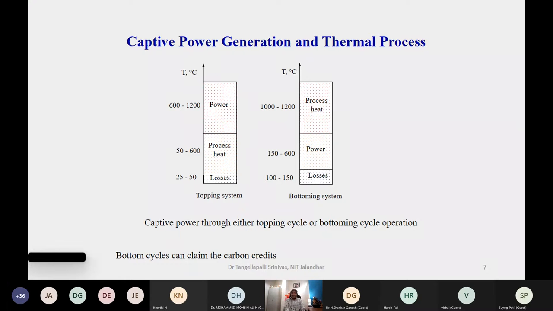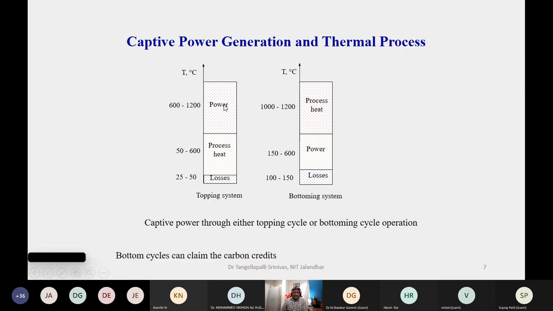Now, these captive power plants have two categories, captive power generation and thermal process. Actually, this captive power plant is mostly associated with the process. That's why it is an industrial process. Industrial captive power generation has two categories. One is the topping system. Second is the bottoming system.